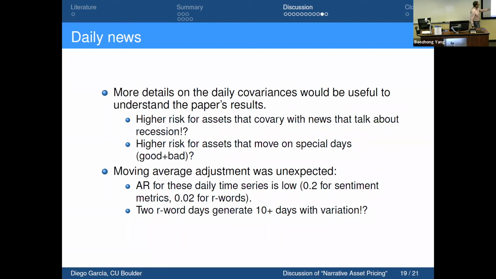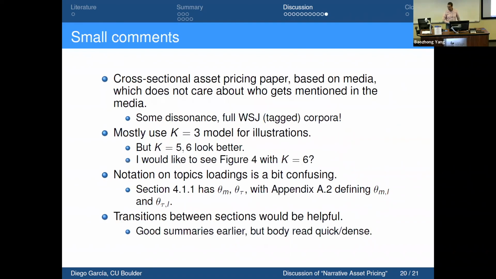In particular, imagine you get 2 recession days in a month. That should be 2 events, right? But the journal is talking about recessions. If you do this moving average, you're going to end up with 10 days where there's variation. There's 2 days that happen, and then the ones with the moving average. So I think you're introducing noise, essentially. This is why I was a little bit surprised about that.